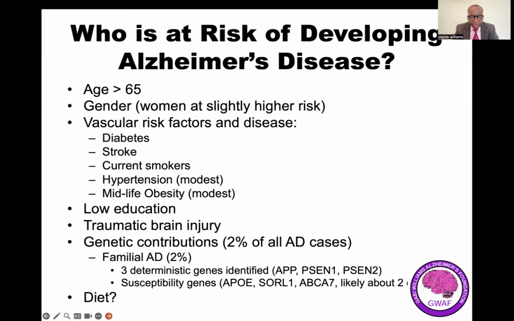Low education and traumatic brain injury are also risk factors for Alzheimer's disease. And in a very tiny percentage, about 2% of all Alzheimer's disease cases, it is a genetic contribution. We're also exploring the relationship between diet and developing Alzheimer's disease, especially since we know that certain diets can help reduce your risk of Alzheimer's disease.